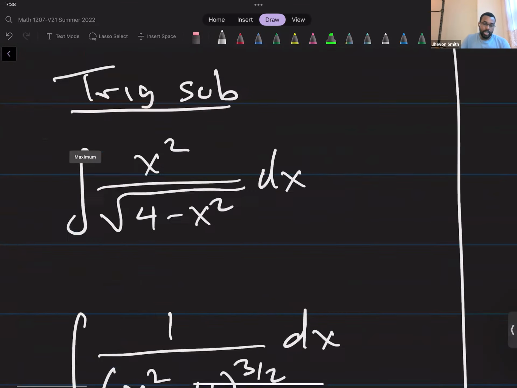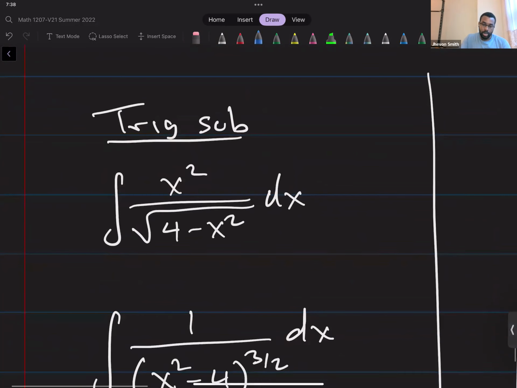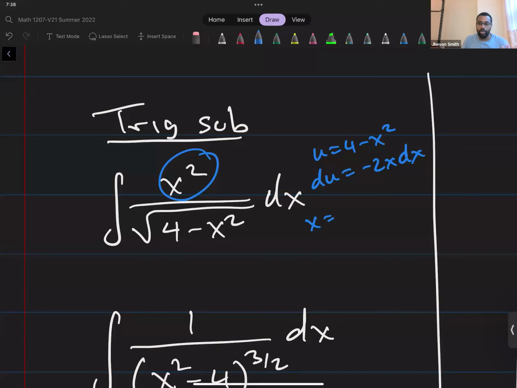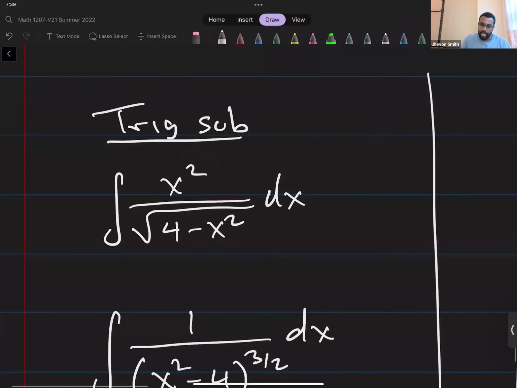The problem is, if you have an even power elsewhere, like this guy's an even power, if you did your u equals 4 minus x squared, your du is going to get rid of one of those factors of x. So you're going to have an x left over, which is going to become like a radical. And so you're going to have this radical expression on top of a radical expression, and you're not going to get anywhere better. So the regular sub won't work for that. So a trig sub is very useful for situations like that.